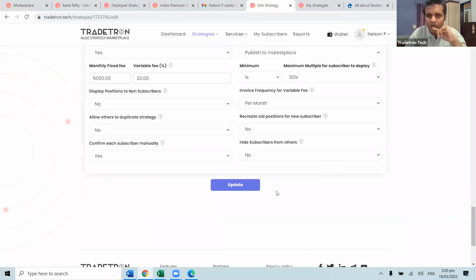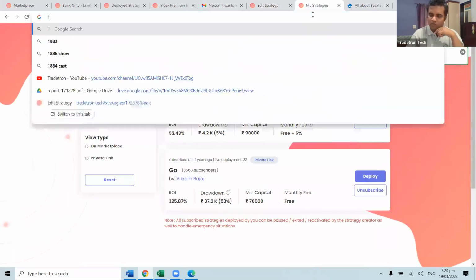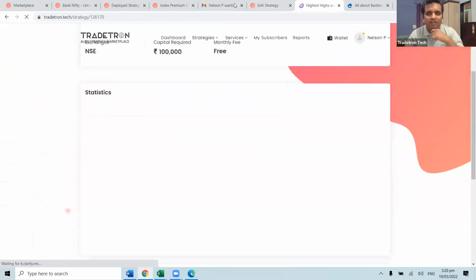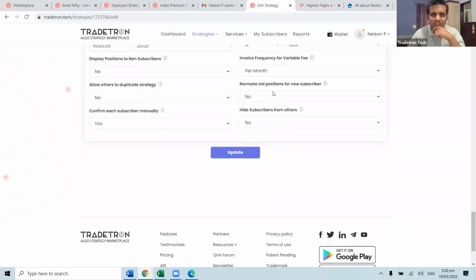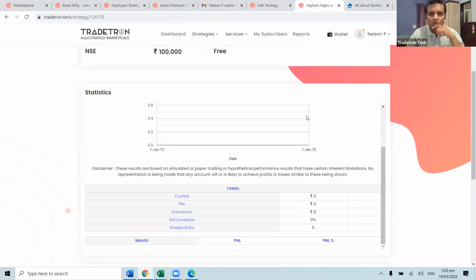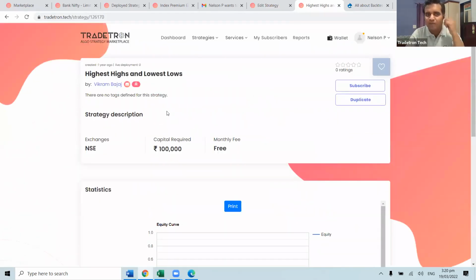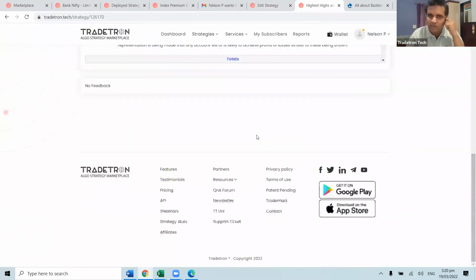Anyone? Okay, sure. So the last part is basically hide subscribers from others. So I will show it to you with a basic example. So what this parameter does is, for example, if I change this strategy's hide subscribers from others setting to yes, then over here, if you see, this is the strategy, but there are no subscribers who have subscribed to this strategy that are visible, right? There is no data that is available.